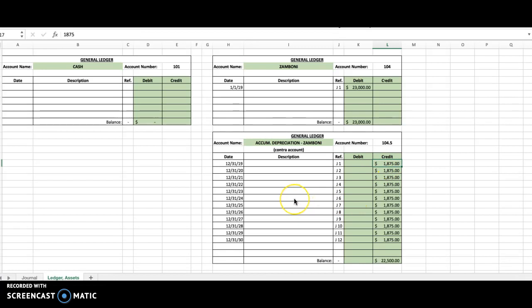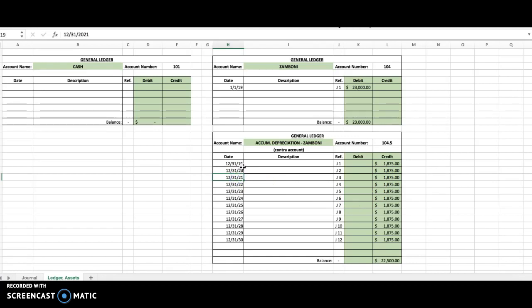So that was recorded. At the end of the next accounting period, that same transaction would have been made. We would have debited on December 31, 2020, depreciation expense for the Zamboni, and we would have credited this account, accumulated depreciation, for $1,875. The next year, we do the same thing. The same entry is made.